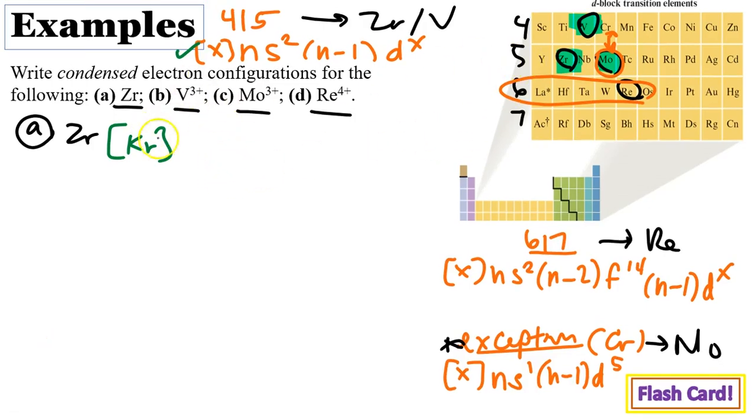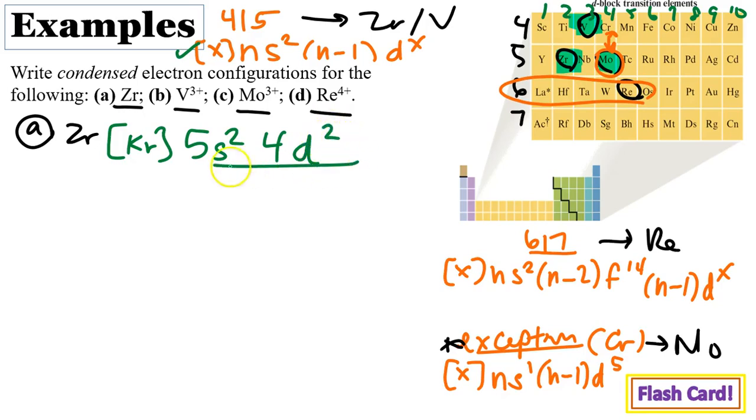Okay, since we are in period 5, the n is going to be 5s2. n minus 1 is 4, so that's going to be 4d, and then where is that actually placed in the d block? So this is going to be 1 here, 2, 3, 4, 5, 6, 7, 8, 9, and 10. So zirconium is going to be 2. So our answer would be [Kr] 5s2, 4d2.